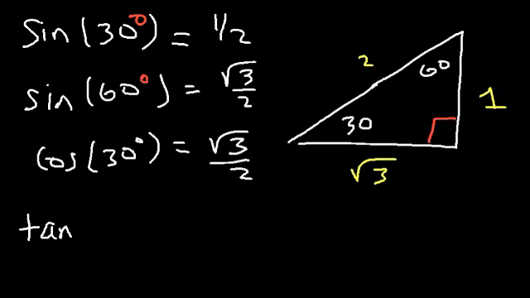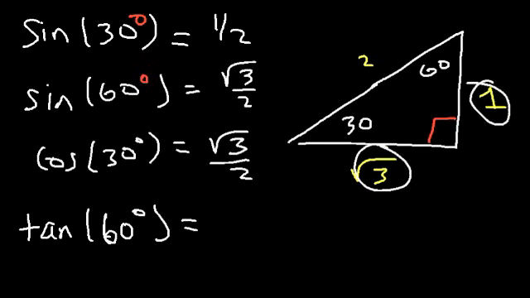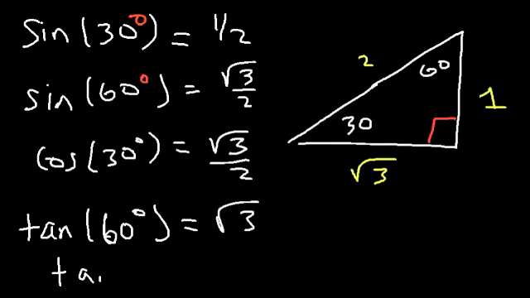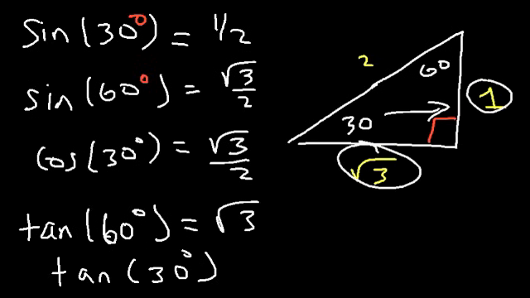And finally, tangent of 60 is opposite over adjacent, so root 3 divided by 1 is simply root 3. Tan 30 is opposite to 30 is 1, and adjacent is root 3, so it's 1 over root 3. And if you rationalize it, it's going to be root 3 over 3.